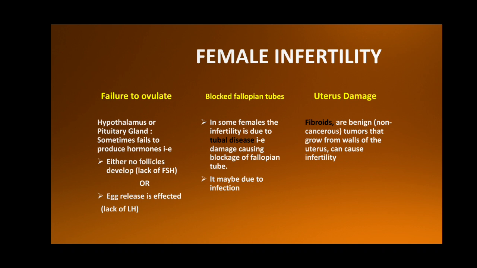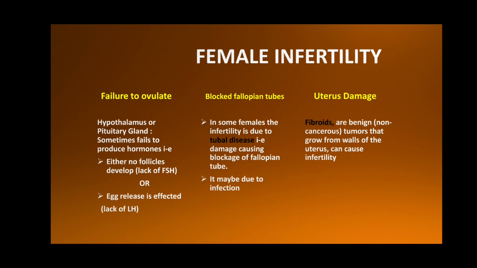This is because of the hypothalamus or pituitary gland that sometimes fail to produce hormones normally. For example, if there is no follicle development, that usually happens because of follicle stimulating hormone, or the egg may not be released, or the egg release is affected, and it is because of the lack of luteinizing hormone.